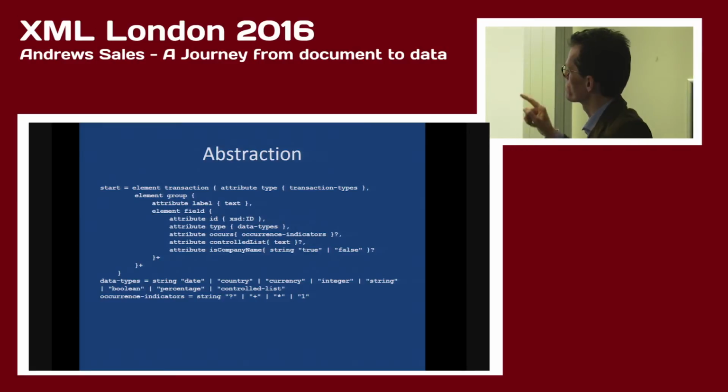The field ID corresponds to the class attribute on the row that we saw earlier. So we have an identifier for each row within each transaction type. The occurs models occurrence indicators, so you've got some DTD-esque notation there to say how many of a thing you want. If you specify that data type as controlled list, then you can populate the attribute controlled list with the actual controlled list you want to use, which will be an external XML lookup. So you can constrain your values there.